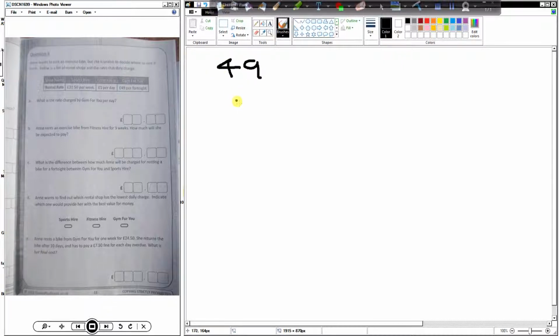Okay, let's have Bilal. £49 for how long? For a fortnight. For how many days is that then? How many days in the fortnight? 14 days. 2 weeks. So we got 49 divided by 14. So first of all, let's divide them both by 7.